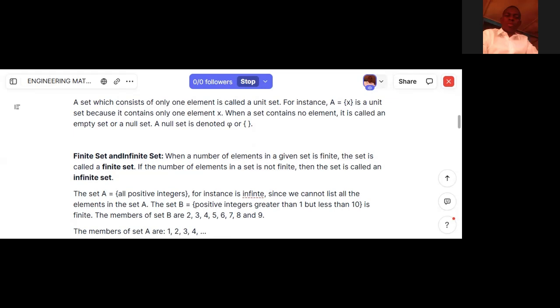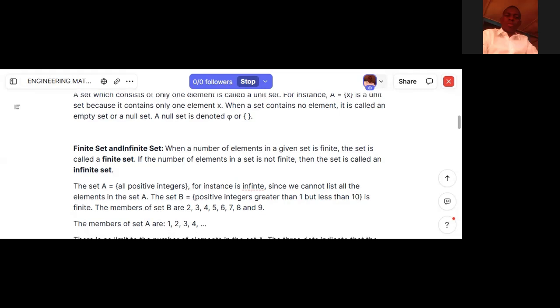All right. Having seen that, we move straight down to finite and infinite sets. Now, when the number of elements in a given set is finite, it means that the set has a definite number of elements. I repeat that again. When the number of elements in a given set is finite, it means that the number of elements in that set is definite, it is countable, it has an end.